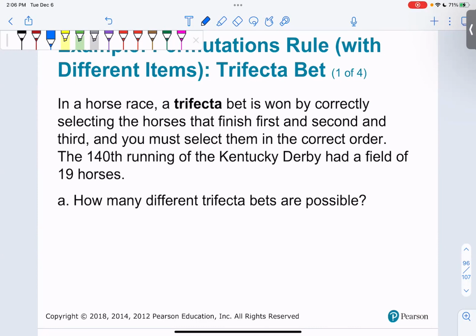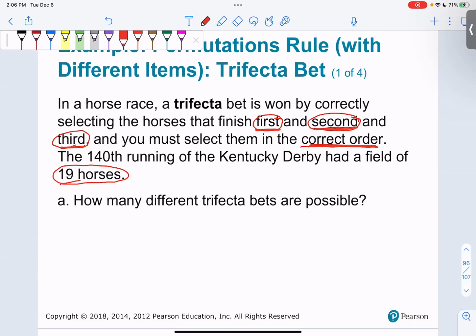So now let's look at this example here, selecting the horses that finish first, second, and third. You must select them in the correct order. That means the order does matter, right? Okay, and how many horses do we have? We have 19.